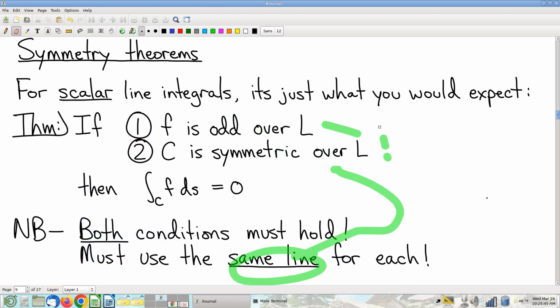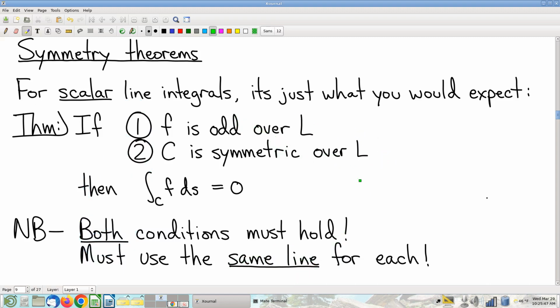Here's the catch. This is importantly, specifically only for scalar line integrals. I cannot emphasize this enough. It's only for scalar line integrals. And this is another reason that I think it's very important to make a distinction between scalar line integrals and vector line integrals. They are different critters.